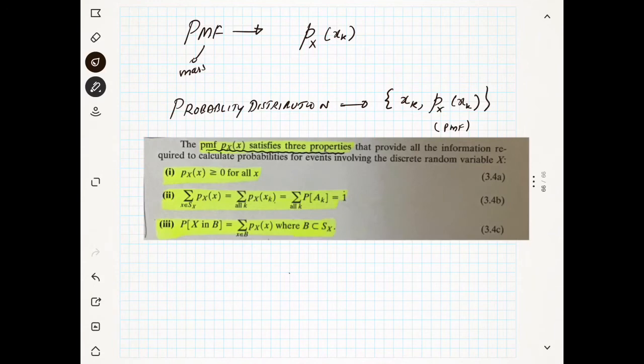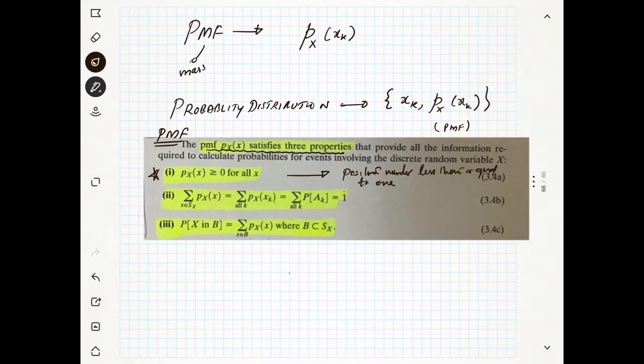The probability mass function will satisfy some properties. We have seen that it is a probability, so the PMF will always be greater than or equal to 0, maybe 0 or greater than 0. It will always be a positive number, and it is less than or equal to 1. That is the main important thing. It can be equal to 0 or greater than 0, but it is less than or equal to 1.